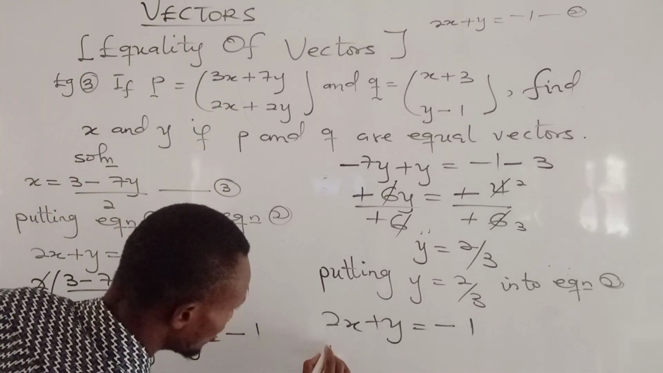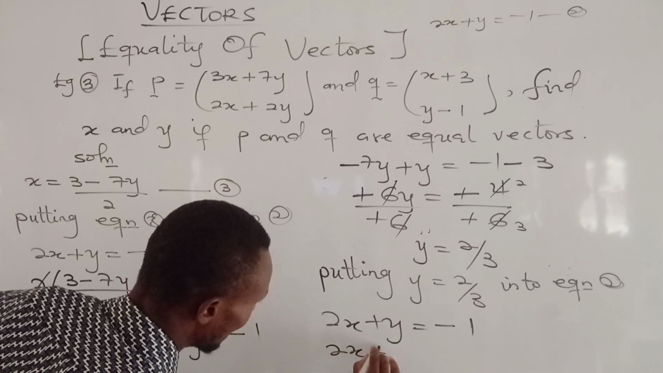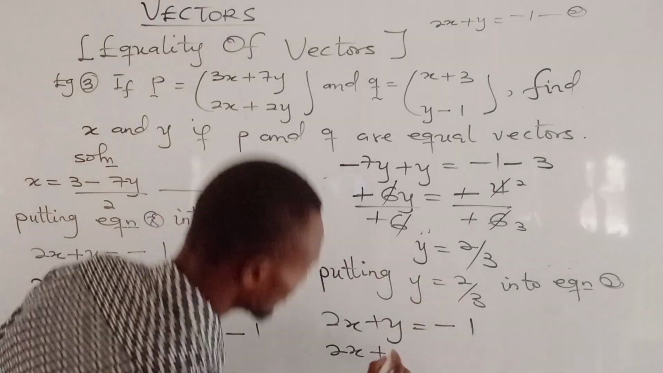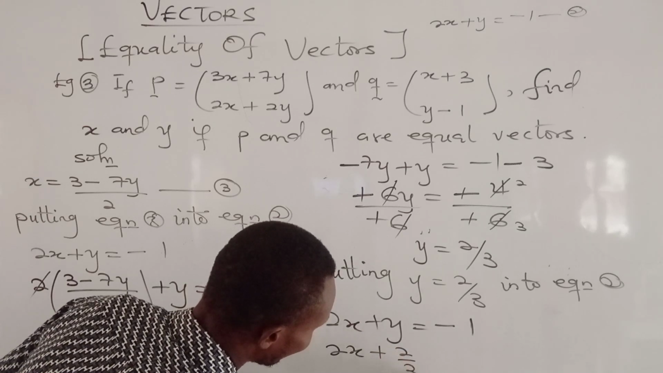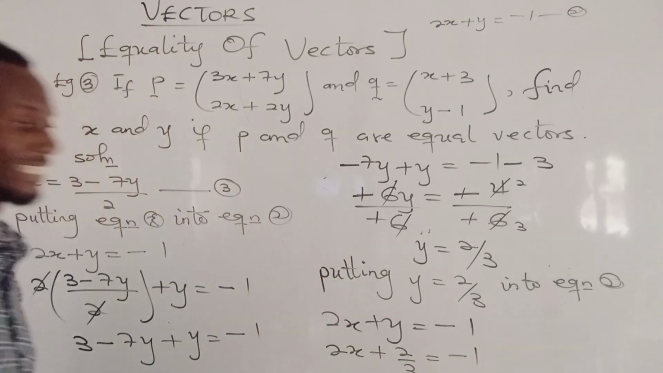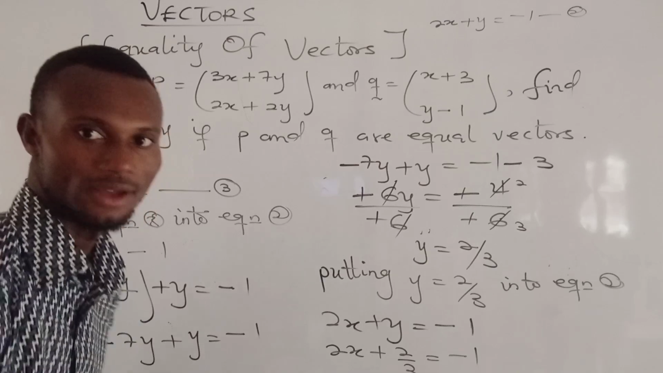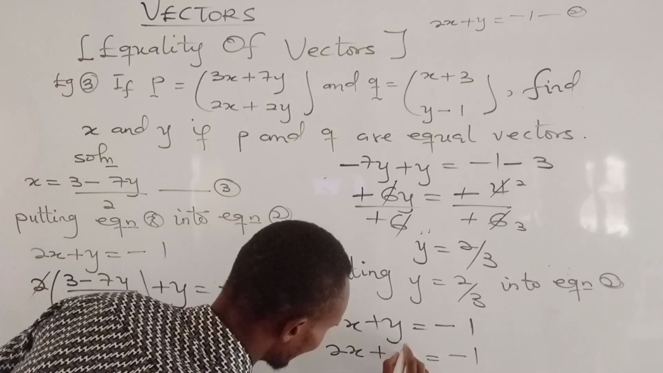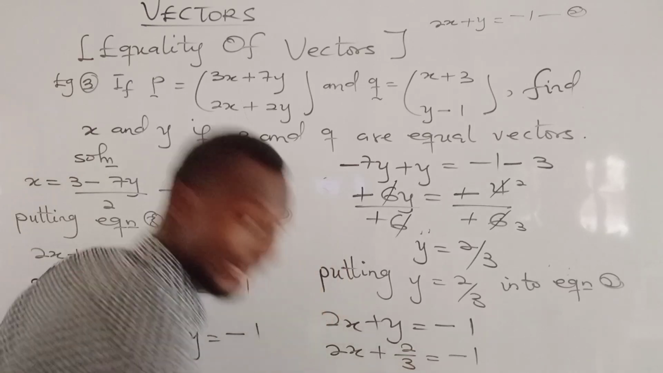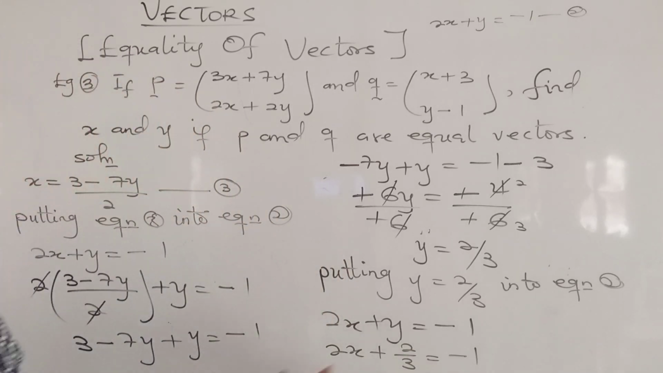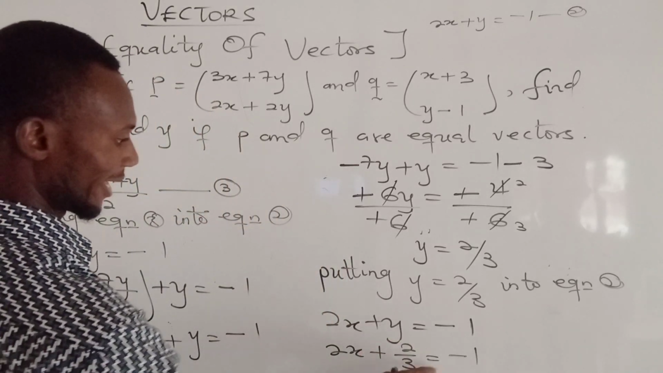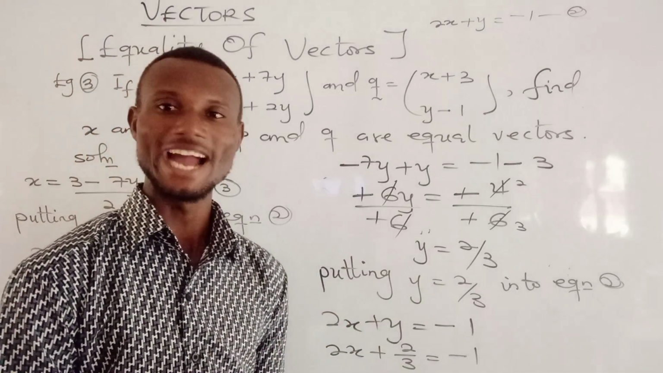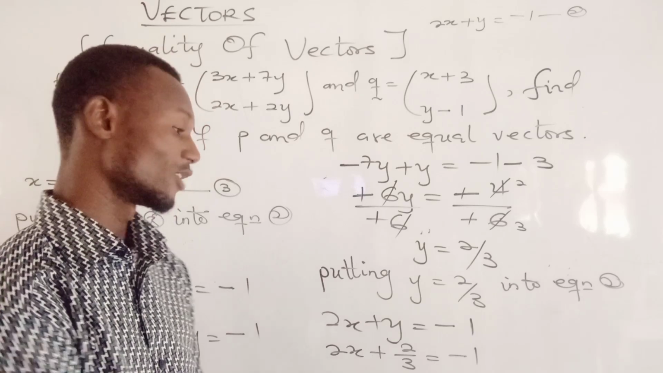So I have my 2s, I'll repeat my 2s plus y. What's the value of y? 2 over 3. So I'll put my 2 over 3 there, equals negative 1. Now I can see it's not really clear, so let me clean it and write it again. 2 over 3. I hope you can see it now. Good. So 2s plus 2 over 3 equals negative 1. And this also becomes a simple linear equation to solve for the value of s.